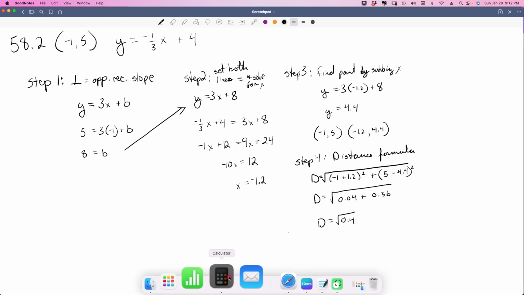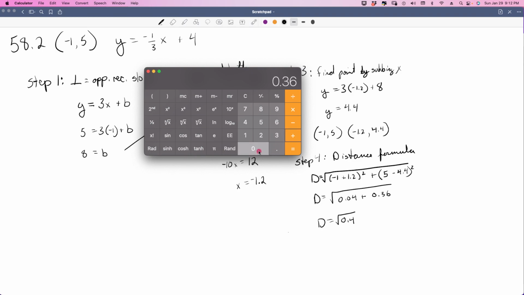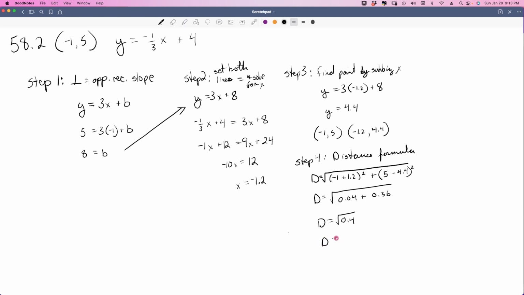So let's do that here. So plus 0.04 is 0.4. The square root of that, it's not what I thought it would be. 0.63245, whatever. We're going to reduce that to 2 decimal places because that's our standard precision, and just say 0.63. So the distance is equal to 0.63. Whatever the units is on that. We don't know what the units are. And that would be your answer.